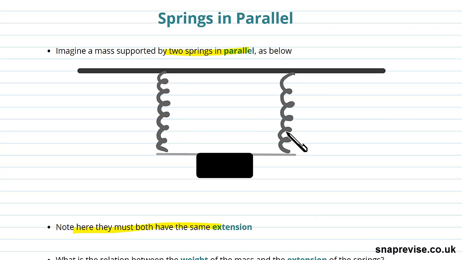We've got a spring here and a spring here. And the idea is we're going to discount the weight of this little rod that's just keeping them connected to this mass. But the idea is that these springs have to extend the same amount. So however much this one extends by, this one also extends by. So that means these springs have the same extension.